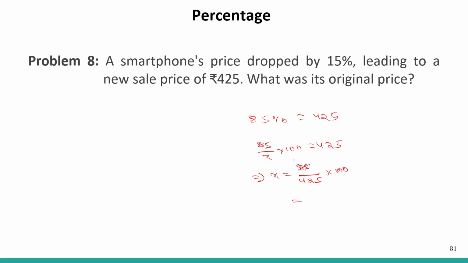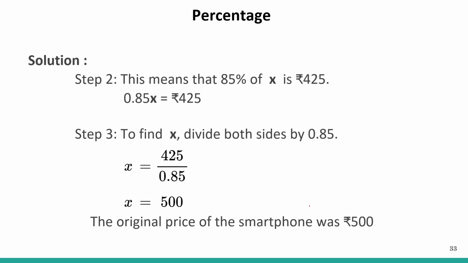So this will be equal to, if we divide by 5, 17, right? And if we divide this by 5, what will be left is 85. So 17 into 5 is equal to 85. So this will be equal to 1 by 5 into 100, which is equal to 20%. So 85% of the original price, that is 0.85x, is equal to 500.